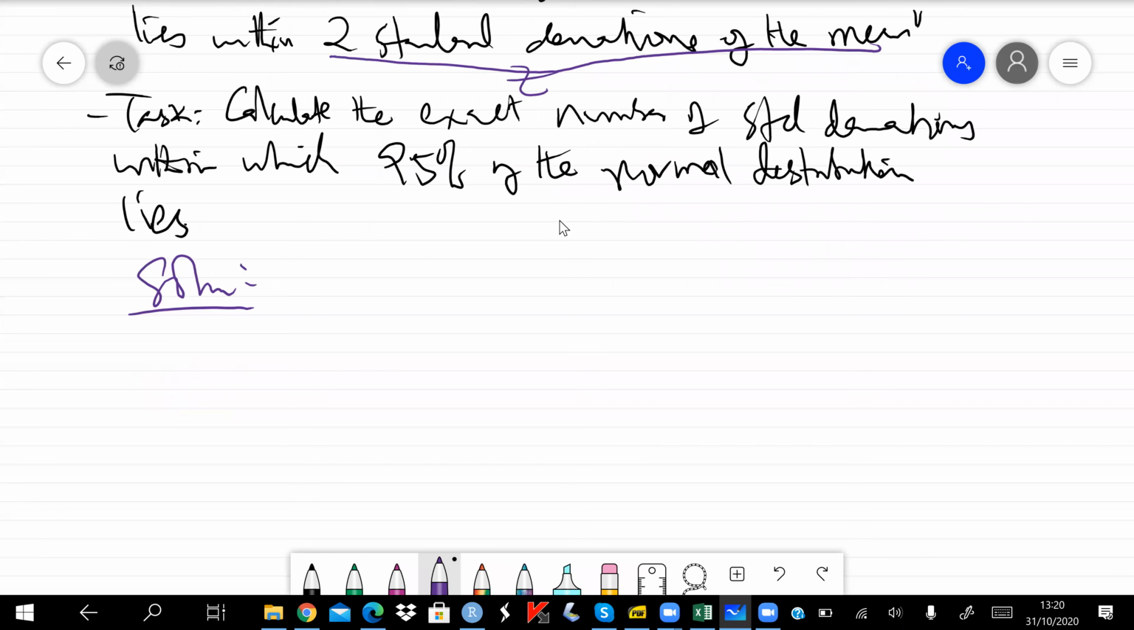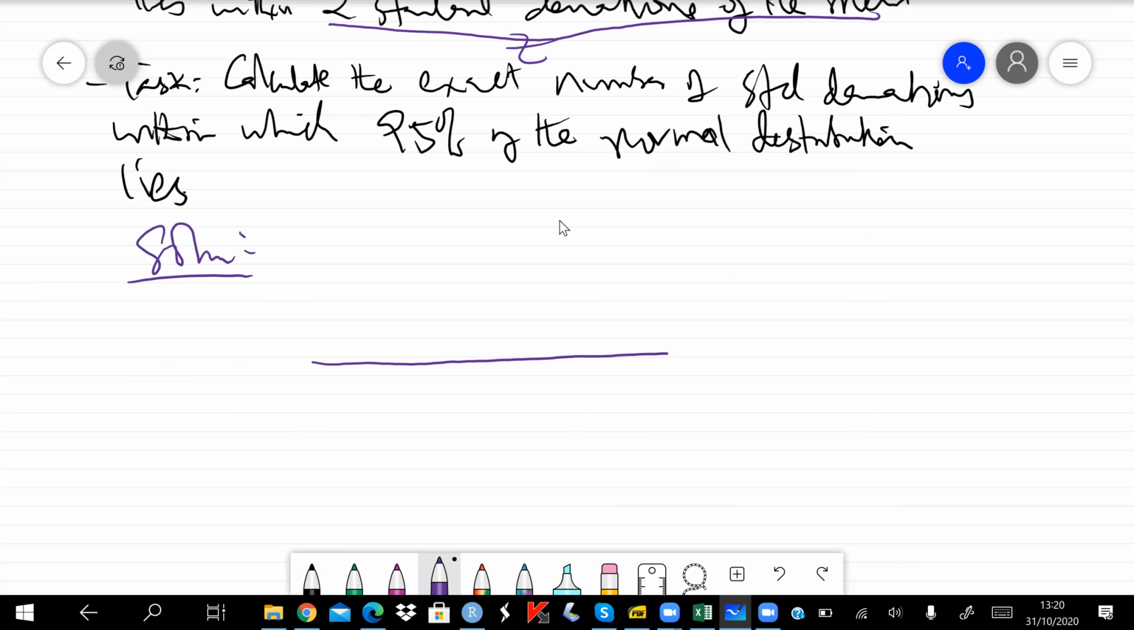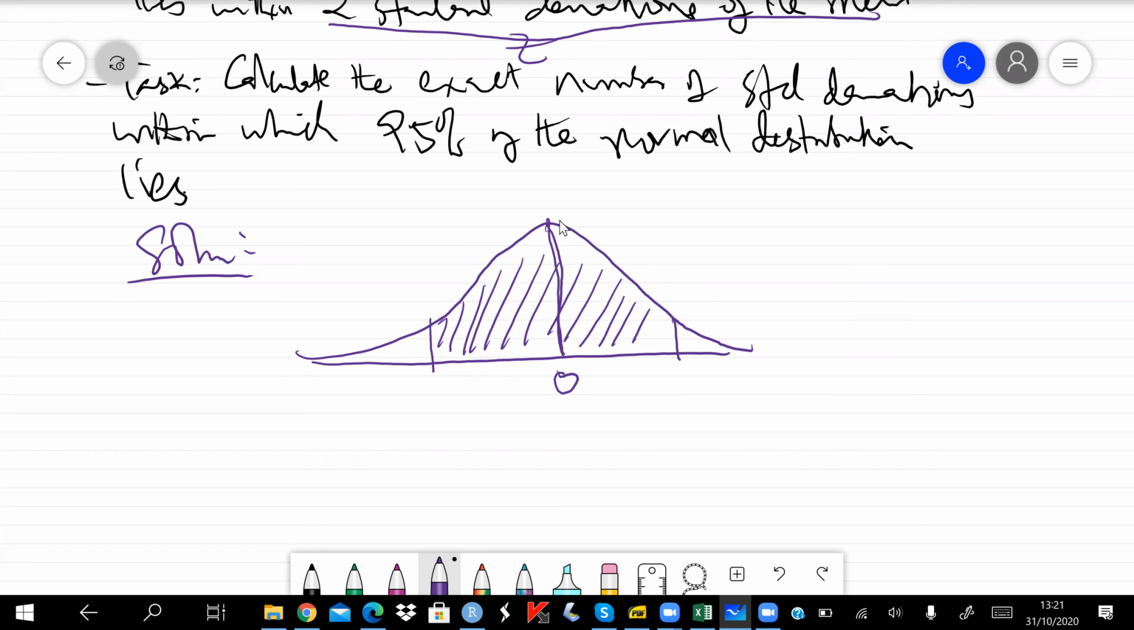So let's sketch the problem that we are trying to solve. I'll sketch the standard normal distribution where the mean is here. The mean is 0. Then I want to mark here and here. This is 95%. I want to know this value here, which will be minus Z1, and this value here, Z1, which will be plus. So this is the exact number of standard deviations within which 95% of the normal distribution lies. That's what I want to find out. I want to find the value of Z1.